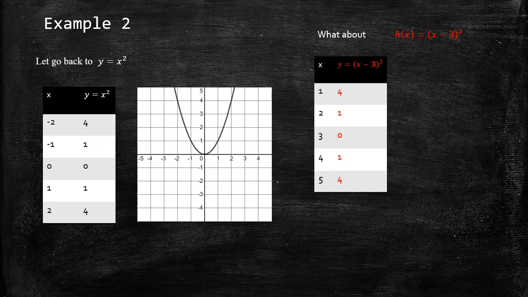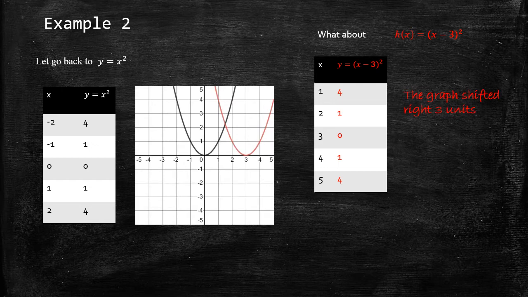Sometimes it's helpful to start here in the middle, right? So if you plug a 3 in for x, 3 minus 3 is 0, and then take points on either side of 3. So our graph has shifted to the right 3 units. And then finally, let's say we have the function y equals x plus 2 quantity squared. This will shift the graph to the left 2 units.